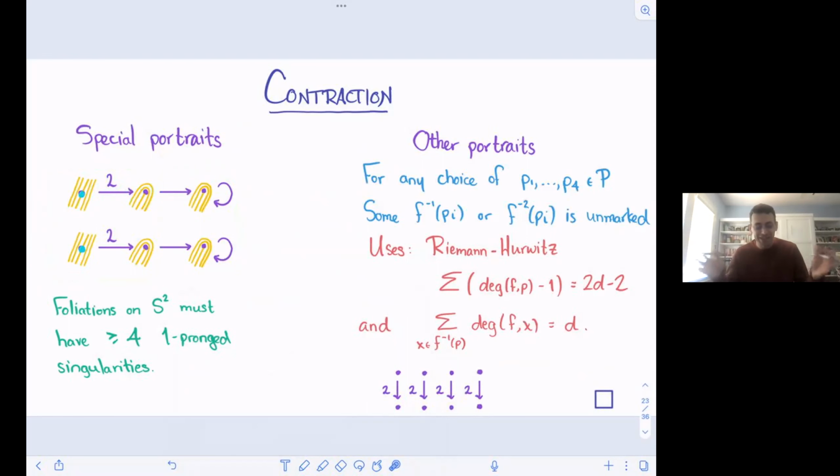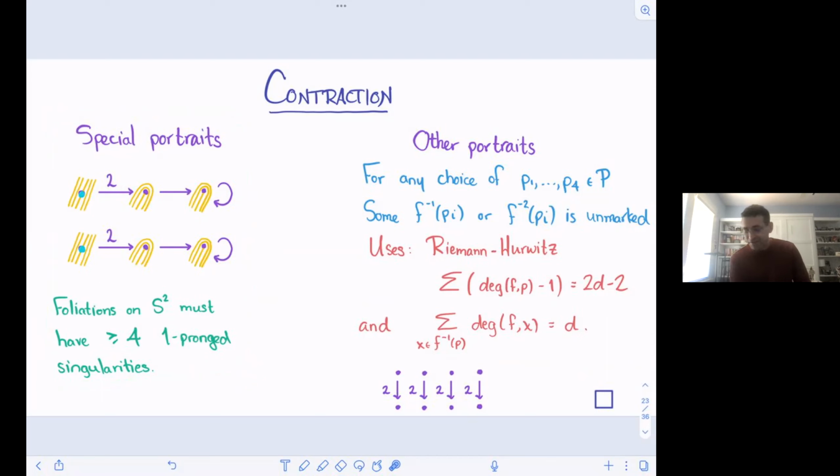This is the only way you can do it. This is the only way you can avoid having a one-pronged singularity downstairs lifting to junk upstairs, meaning a one-pronged singularity that's not at a marked point. So that's why that portrait is special. It's the only way you can do it.